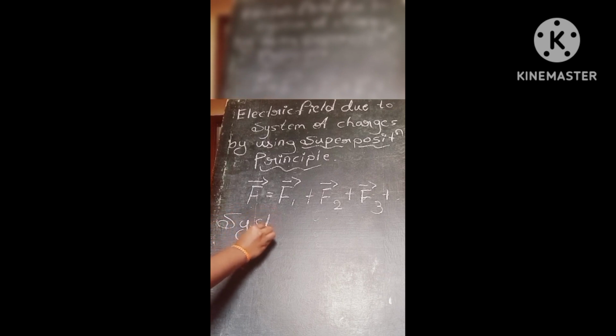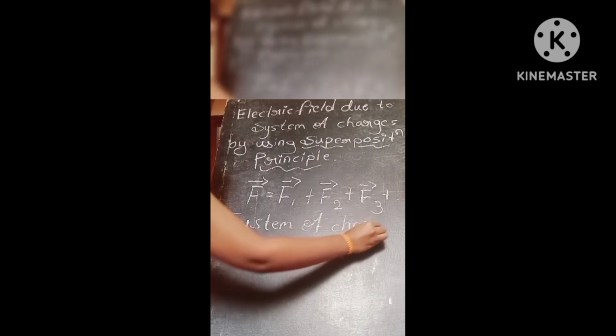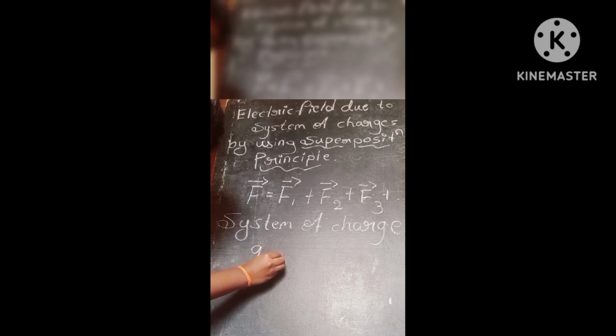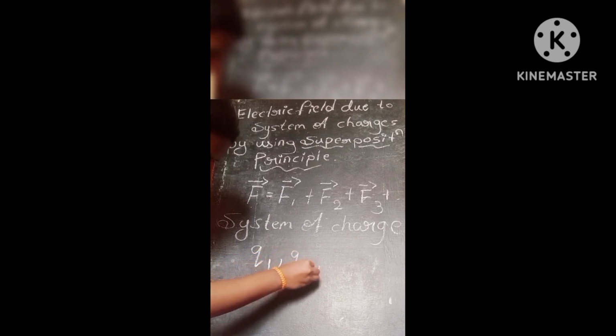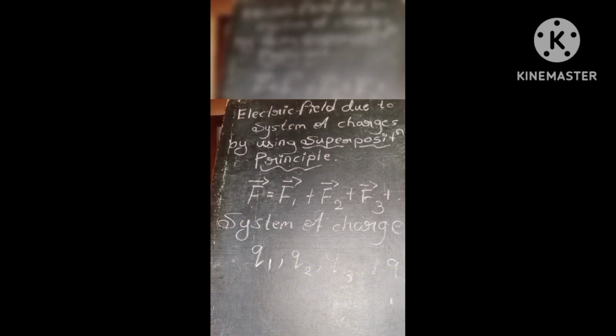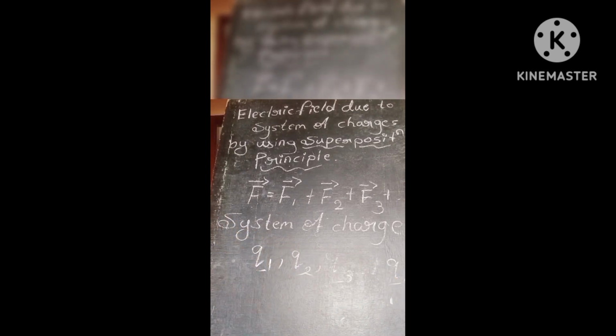Here, for a system of charges, you can give an expression for q. As you know, q is a scalar quantity and we can write it as q1, q2, q3 and so on up to qn.